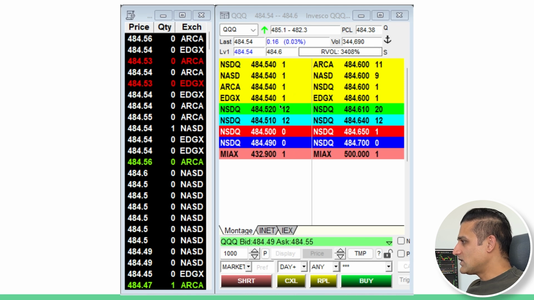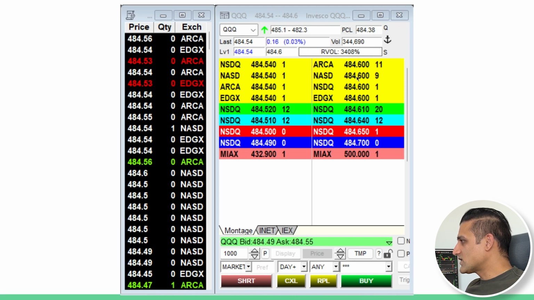The reason this yellow block is so stacked up and so big compared to the rest at the bottom is that they are similar prices. If you see 584.54, this is one single price, all of it. They're separate because these orders are coming from different exchanges. And this 111 represents 11,100 shares, since one represents 100 shares.